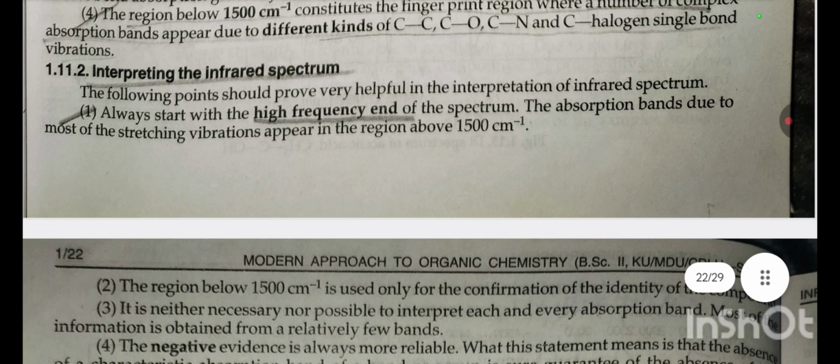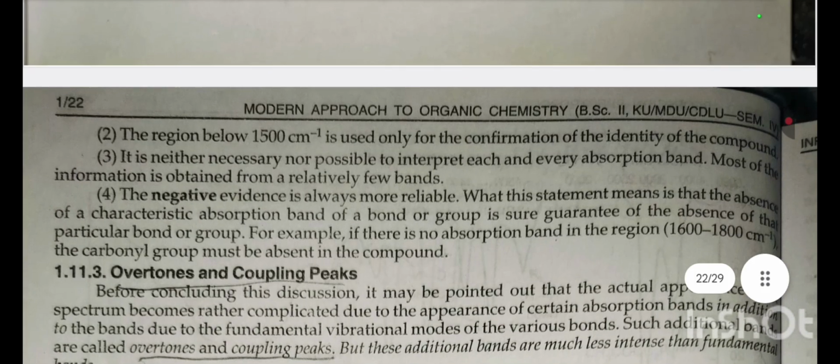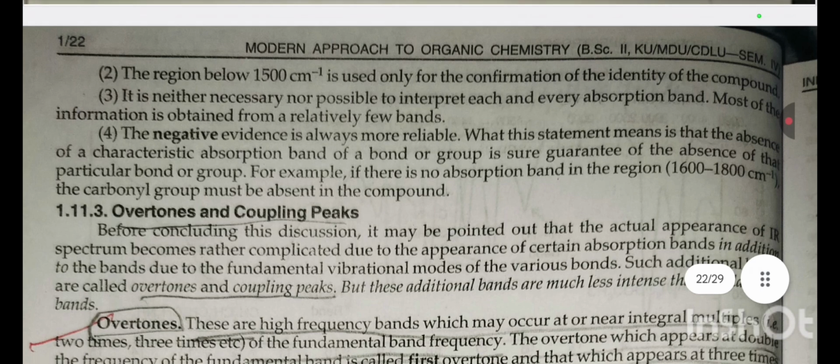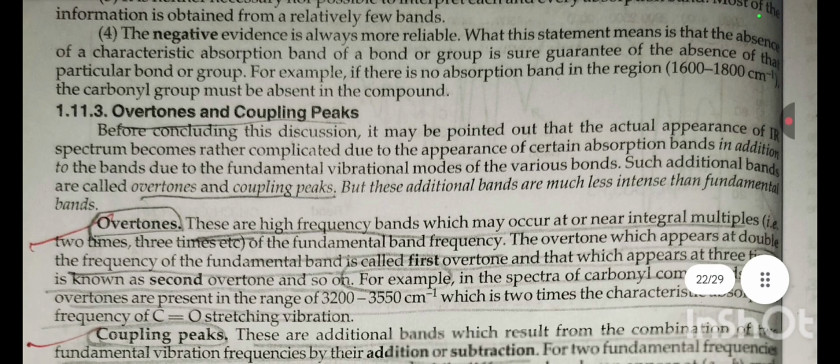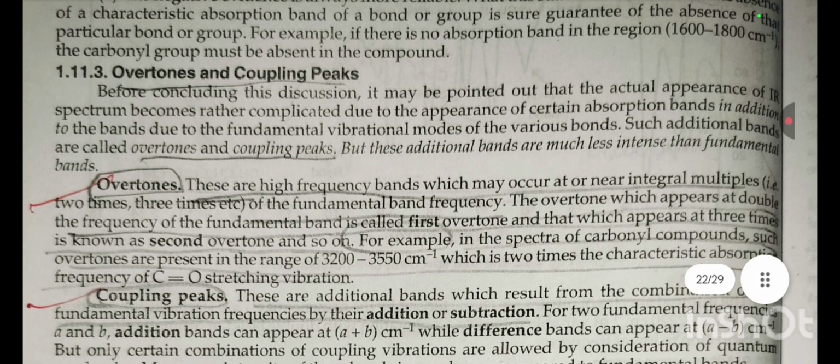Interpreting the infrared spectra. The following points should prove very useful. Always start with the high frequency end of the spectrum. The absorption bands due to most stretching vibrations appear in the region above 1500 cm⁻¹. The region below 1500 cm⁻¹ is used for the confirmation of identity. The negative evidence is more reliable.